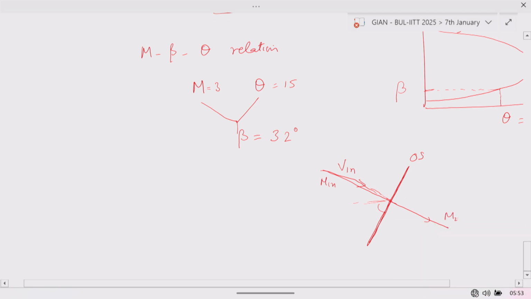So this is M2n. M1n is equal to M1 sine beta. That's what we have here. So here M1 makes an angle beta with the oblique shock. Resolve it, you get M1n. M1 is given in this problem as 3, and you have already found beta to be 32. What is M1n?